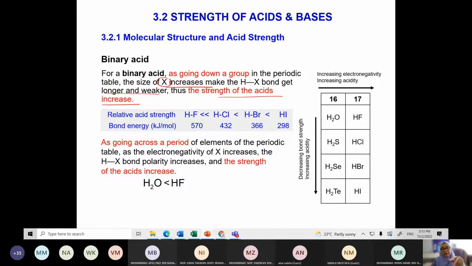Okay, so based on this, as we go down the group, the size becomes larger, so they get further apart from one another. And what happens to the bond? The bond becomes weaker, so it is easier to break the bond, and the H can be released as well, and produce a proton.